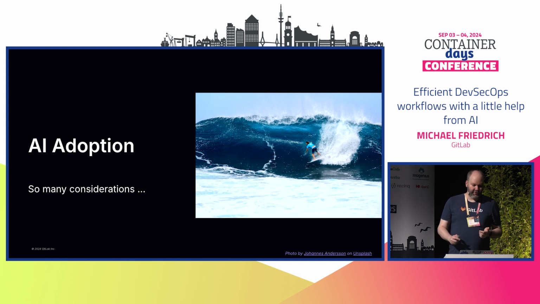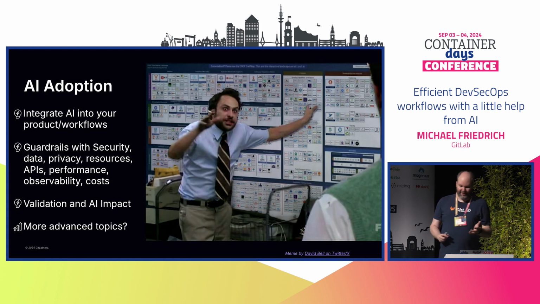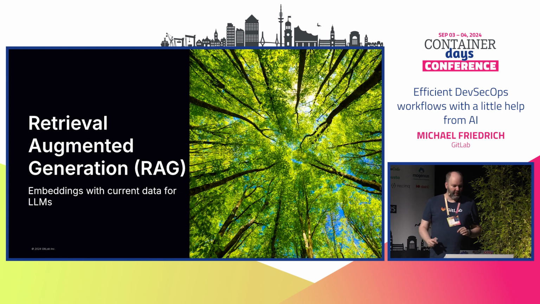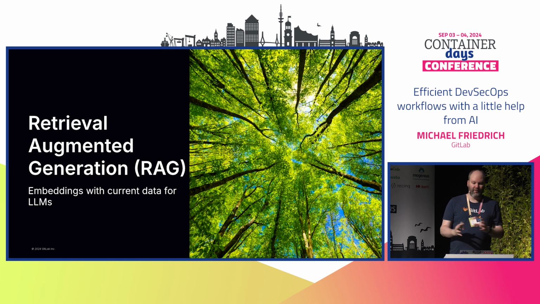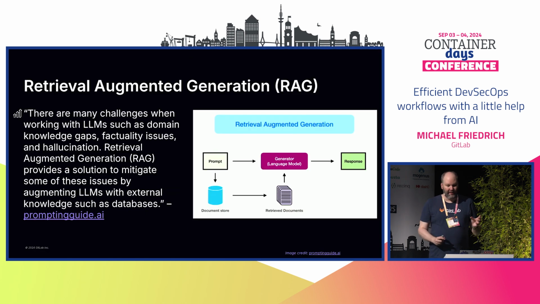There are certainly a lot of considerations, like integrating, putting guardrails, and also validation and AI impact. And there are some more advanced topics. I will quickly go over them, but I also don't want to overload you. I only want to keep you updated on retrieval augmented generation, which applies if the LLM cannot answer the question because it's on data which is too old, maybe trained in 2022 or even earlier. There's a way to split documents into embeddings in a vector database and then have the LLM use that vector database to answer a current question about it.